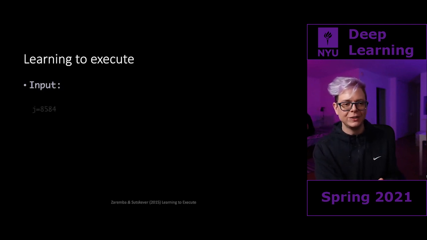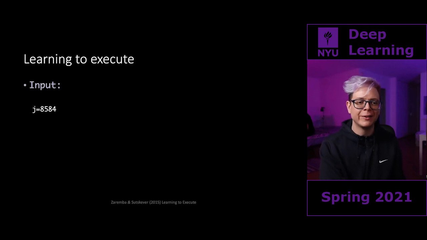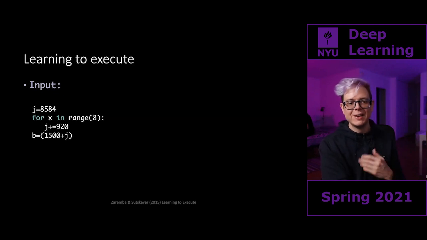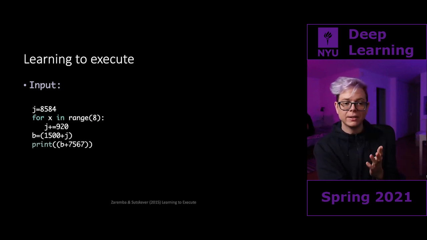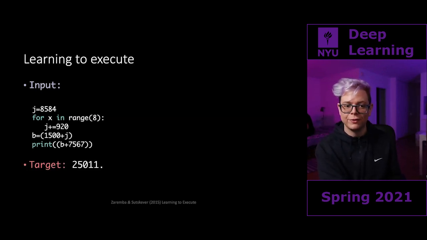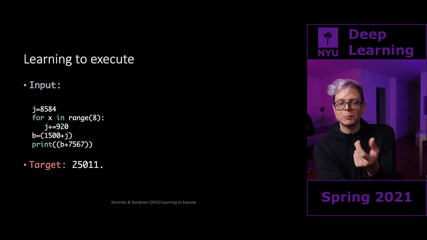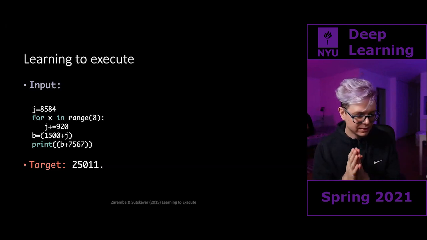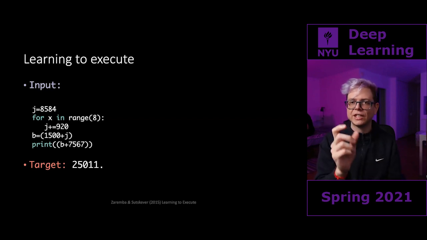It's a sequence, which is j = 8584. for x in range(8): j += 920; b = (1500 + j); print((b + 7567)). The target is 25011, okay? Although here the output can be thought of as actually being a sequence of characters, in this case I'm just supposing that it's a scalar, okay?